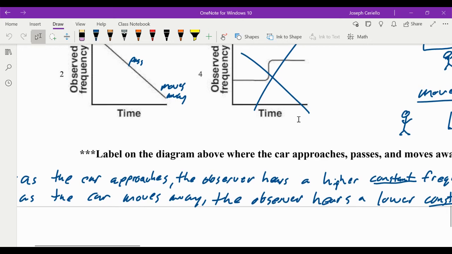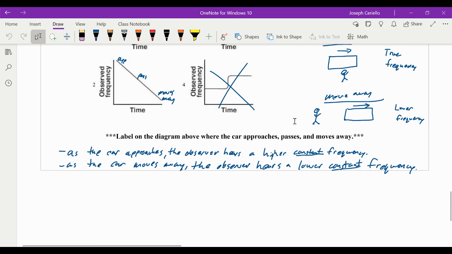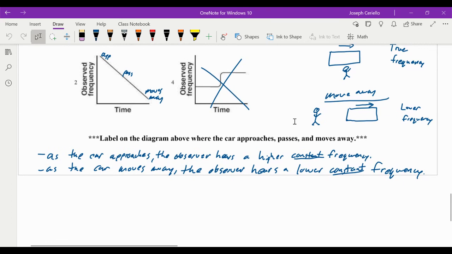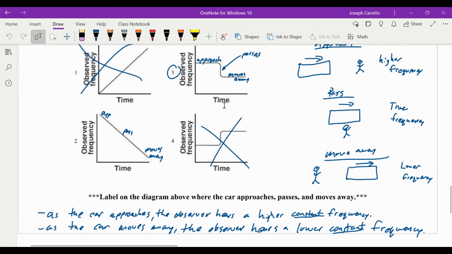So I wrote something down here just to help you out and to word this to yourself. As the car approaches, the observer hears a higher constant frequency. It's not constantly getting higher, it's not getting louder and then softer, it's a constant higher number. Then as the car moves away, the observer hears a constant lower frequency. Just one low frequency. There's only an instant in time when the observer hears the true frequency, that moment the car is just in line with it as it passes. So that's why it's number 3, not number 2.